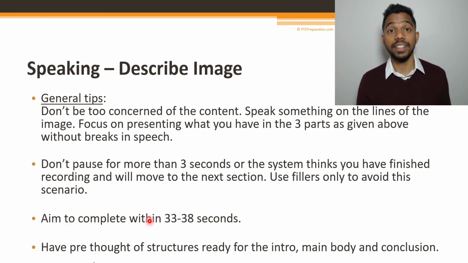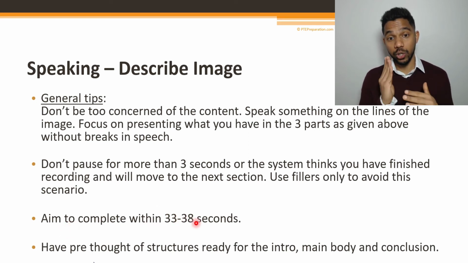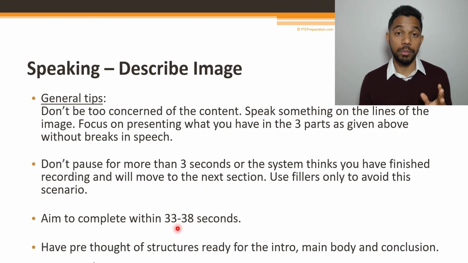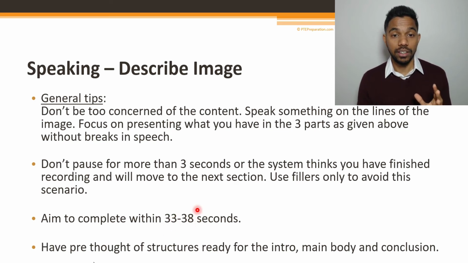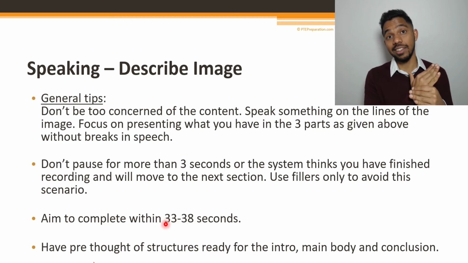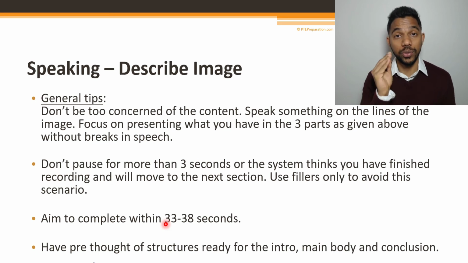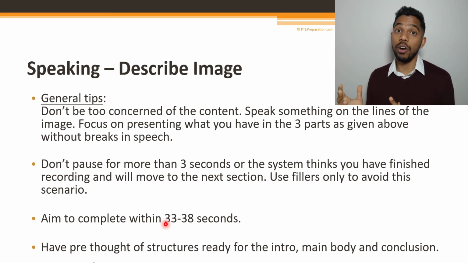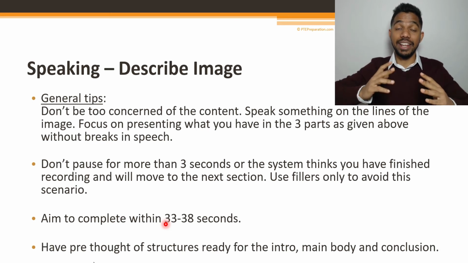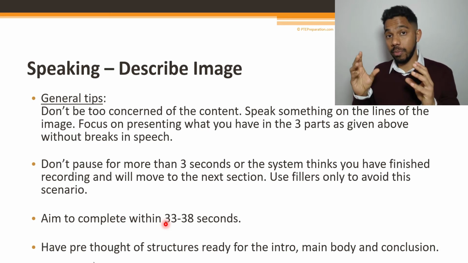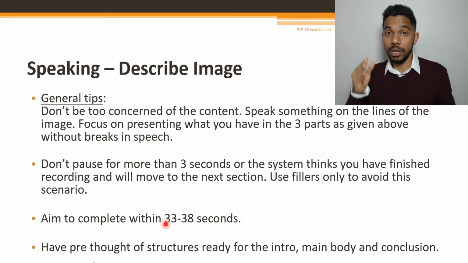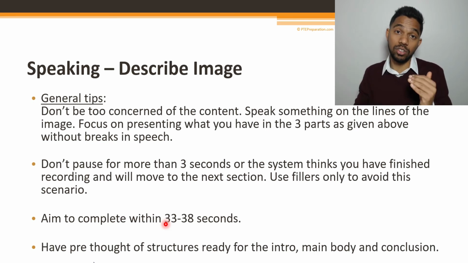Aim to complete within 33 to 38 seconds. So make sure that you're sticking to this time limit and your answers are completing roughly around this time range. Obviously, below 30 seconds and you are not given a full score, because you need to speak for at least 30 seconds. And above 40 seconds, an incomplete answer might get captured by the system. So you may continue speaking, but the recording stops. It stops recording your voice at the 40-second mark.